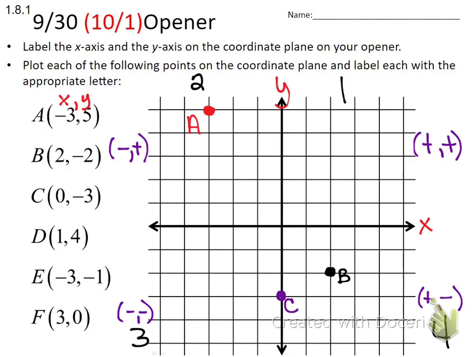All right, D, Hannah, after I start at the origin, where do I go? Left or right? So we're on letter D. Going to go right how many? 1. And then what? Up 4. And I'm going to label it.